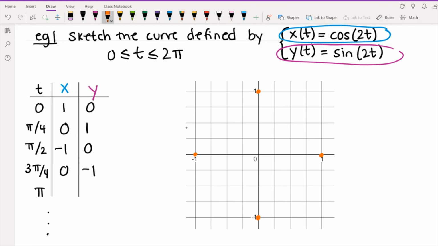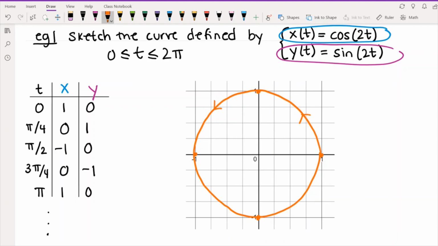And then what about pi? Well, pi would be 2 pi once we plug it in. So cosine of 2 pi is again equal to 1, and sine of 2 pi is equal to 0. And so that actually puts us back at this point. So notice that in this case, we actually did the whole circle, but it only took us from 0 to pi to actually trace out that circle, right?